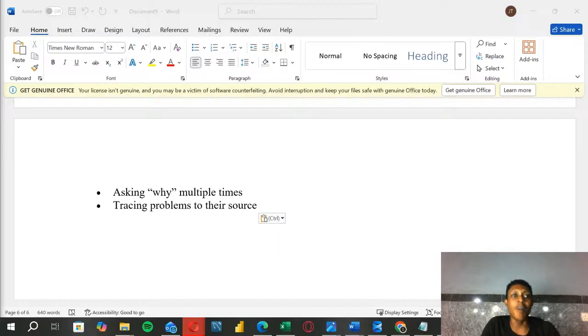Then the career path of diagnostic analysis. The roles: number one, business analyst, operational analyst, then product analyst.